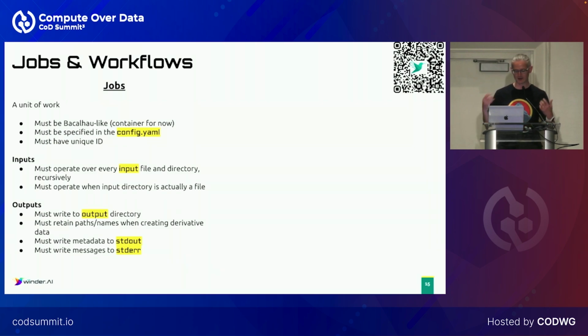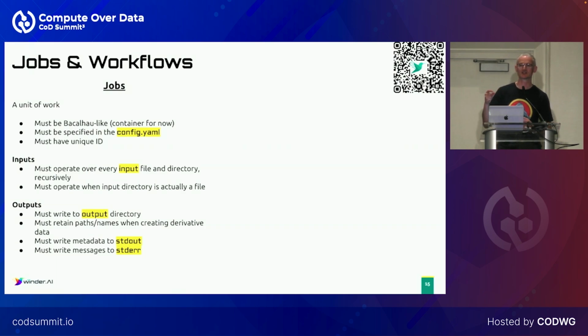And then on the output side, you've got to write to the output directory. It's configurable, it doesn't have to be a specific directory, but it has to write to an output directory. All of the metadata should go to standard out, and that's important for predicating jobs. I think Enrico's going to talk a bit more about that. All the messages and log messages go to standard error.